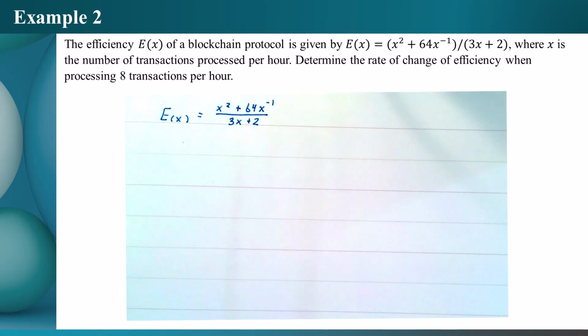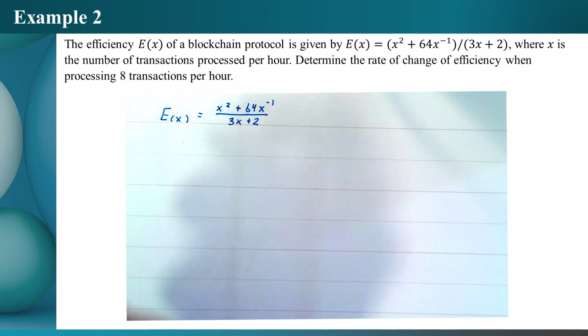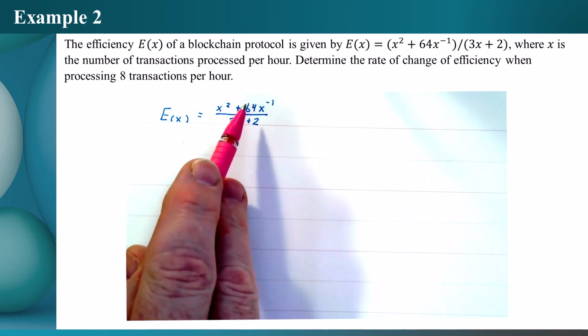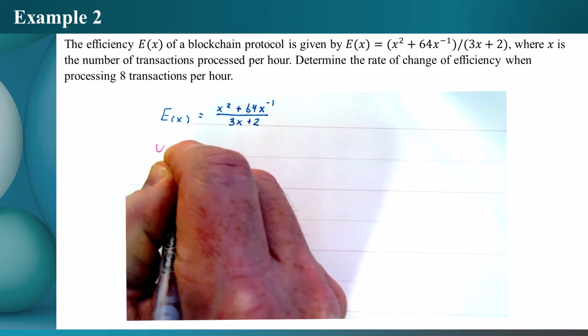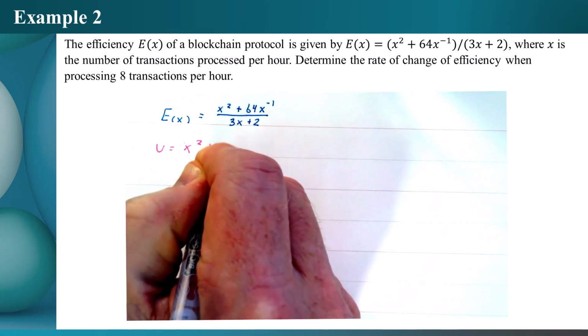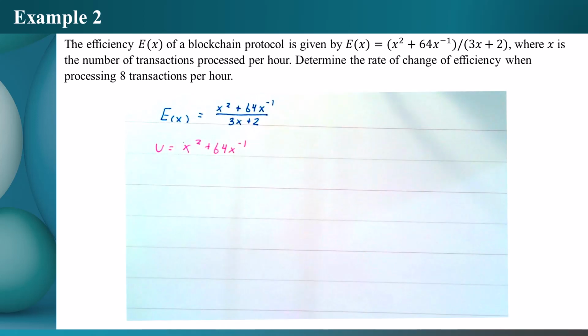So I notice that I've got a quotient here, and I'm trying to find the rate of change of efficiency when processing 8 transactions per hour. So I need to find the derivative. I'm going to write down my u and my v here. This is in the form u over v, where u is equal to x squared plus 64x to the negative 1. And I know that when I do the quotient rule, it involves u, v, u prime, and v prime.